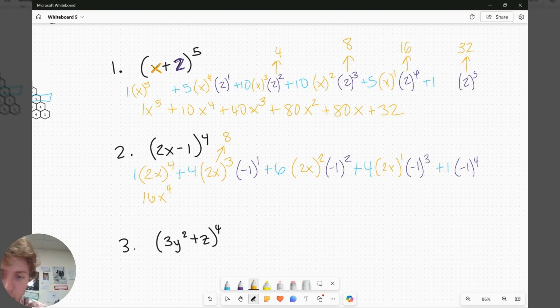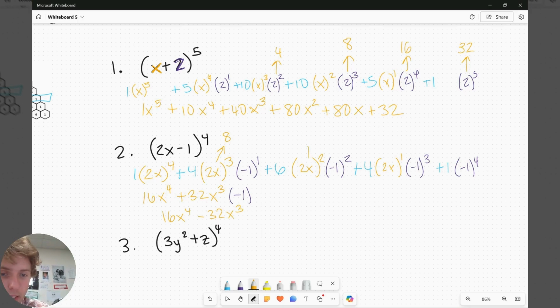8 times the 4 in front then is 32. X to the third is still there. But notice that is multiplying with negative 1 to the first. So what that's going to give me now is 16x to the fourth. Negative 1 to the first is still negative. So now I get negative 32x to the third.